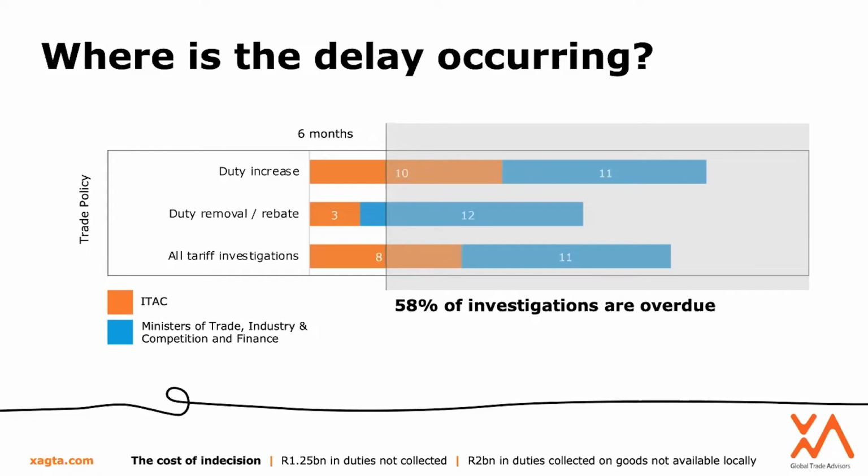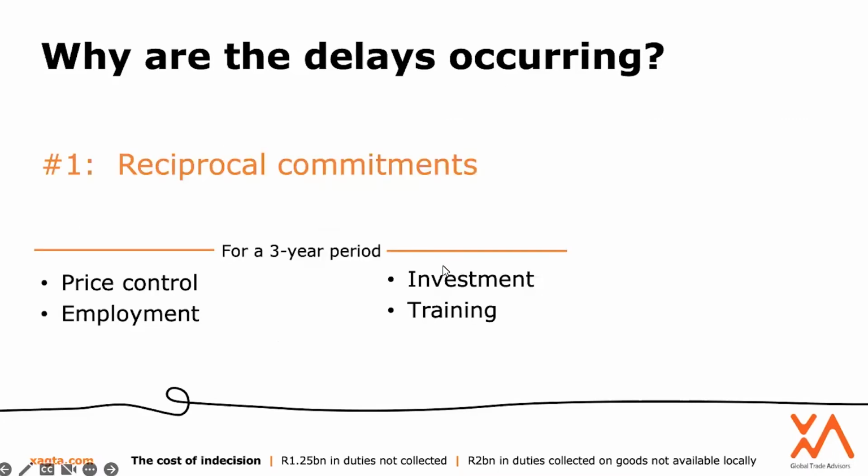58% of all tariff investigations were ultimately found to be overdue. So a very small amount were actually wrapped up on time. And the pattern continues. In fact, if anything, the pattern is getting considerably worse. So why are these delays occurring?